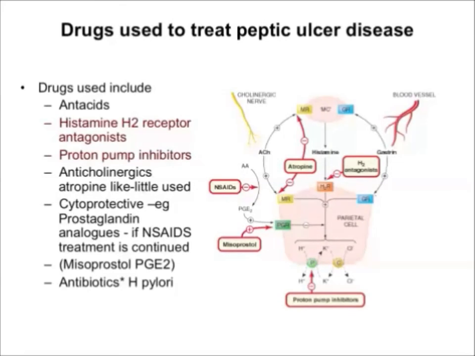Here's just another diagram showing exactly the same regulatory mechanisms, and you can see here the area where we were talking about non-steroidal anti-inflammatory drugs and the proton pump. Here we have some of the ways that we can reduce gastric acid secretion, and the first line drugs here are the proton pump inhibitors.